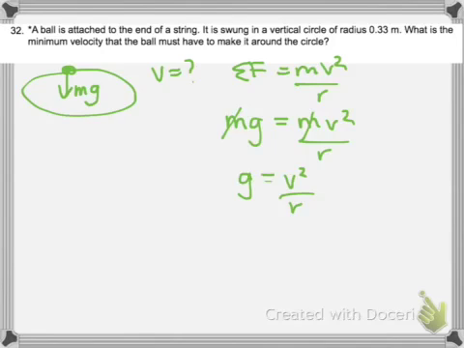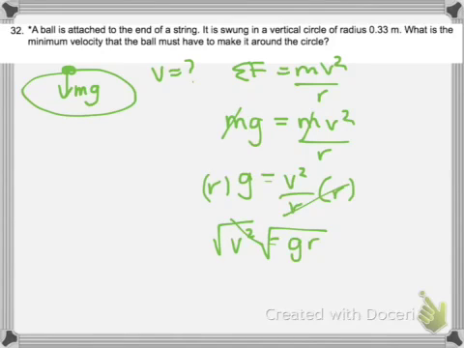So that makes it a little simpler because we've already simplified our equation, and now we just have to continue to simplify it to get v by itself. So if we multiply both sides by r, we will be left with v squared equals gr. And if we square root both sides, we will then get v equals the square root of gr. So we now have our equation that we're able to plug into and solve and get our answer.